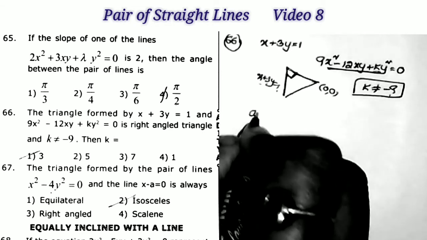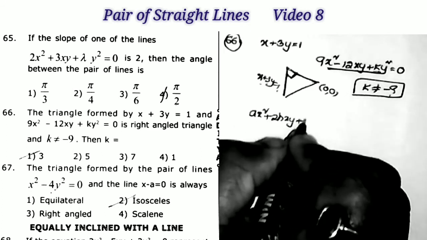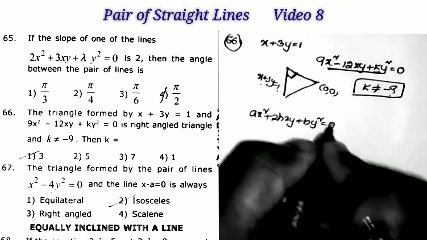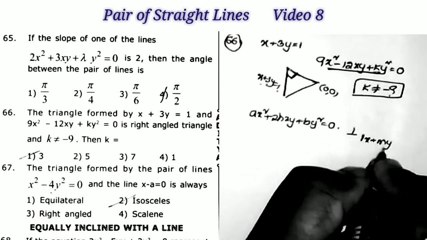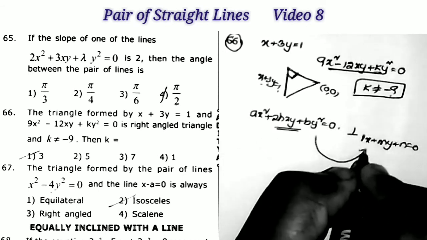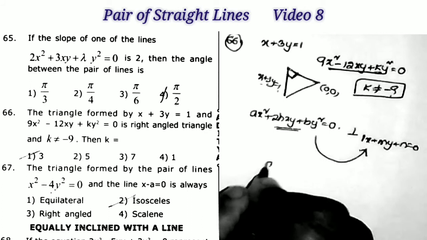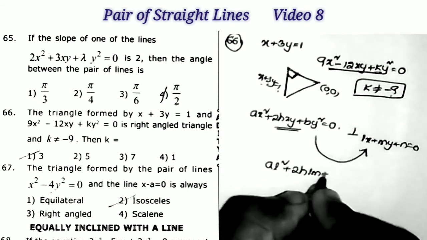So here also we use one formula. If one of the lines of ax square plus 2hxy plus by square is equal to 0 is perpendicular to lx plus my plus n is equal to 0, okay, one line represented by this equation is perpendicular to lx plus my plus n is equal to 0, then the condition is a l square plus 2h l m plus b m square is equal to 0.